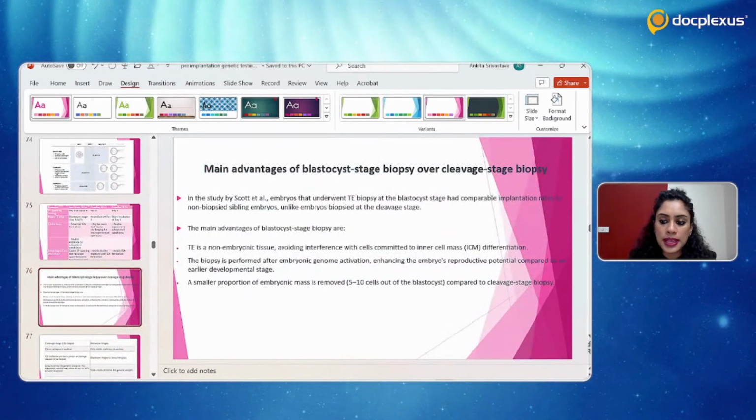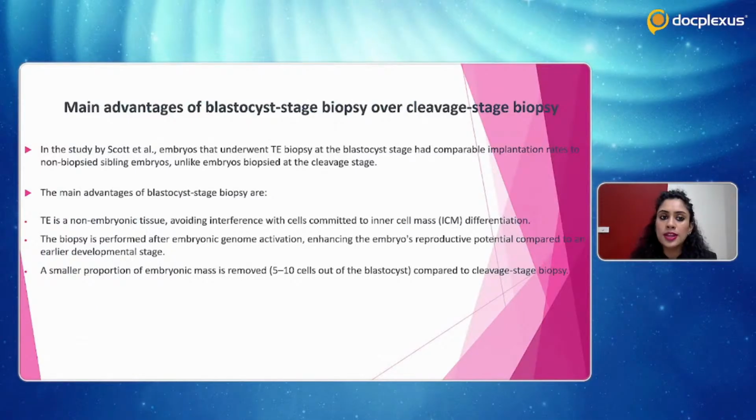Now, when we go on to the main advantages of the blastocyst stage biopsy over the cleavage stage, what we found was that embryos that underwent the trophectoderm biopsy at the blastocyst stage had comparable implantation rates to the non-biopsy sibling embryos, unlike the ones that were biopsied at the cleavage stage. And the main advantage of this blastocyst biopsy was that the trophectoderm basically is a non-embryonic tissue, so it avoids any interference with cells which are already committed to the inner cell mass differentiation.